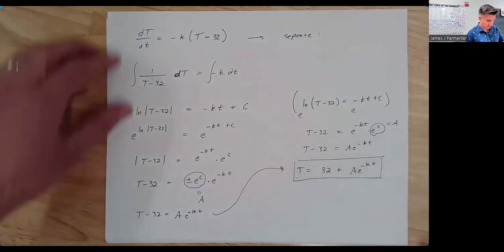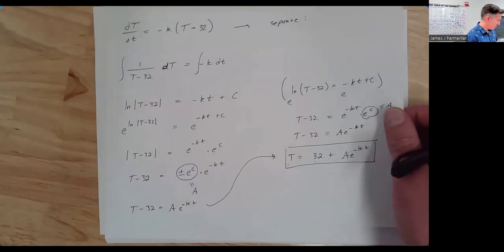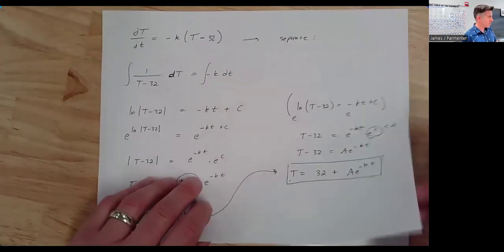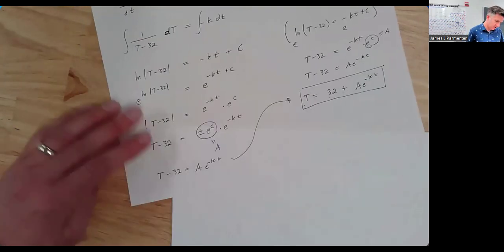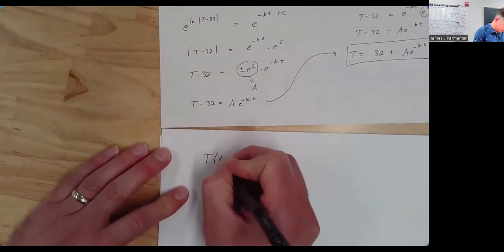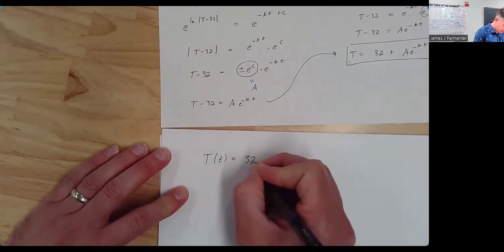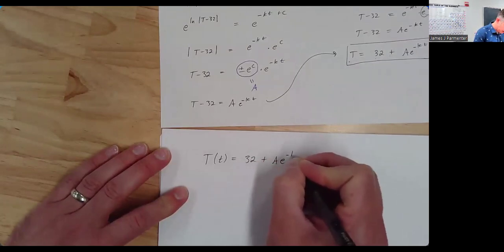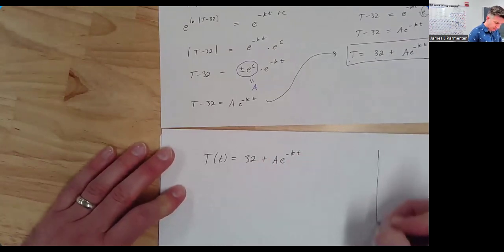I'm going to use more paper here because I made a personal choice to try not to squeeze everything into little corners. So we've got our general solution, T as a function of little t is equal to 32 plus a e to the negative kt. And we also have some data points.